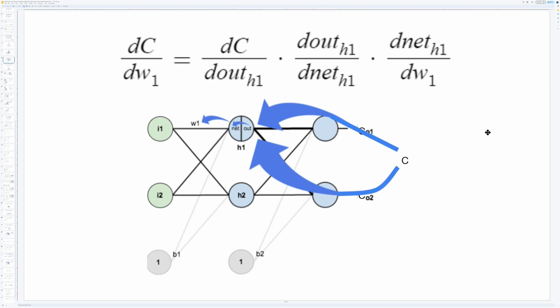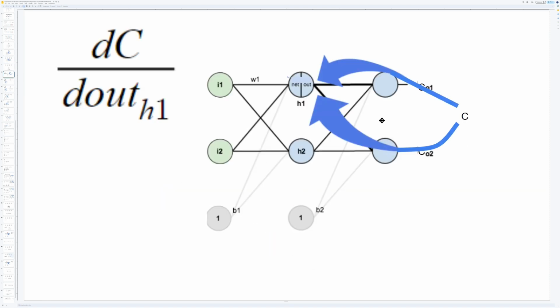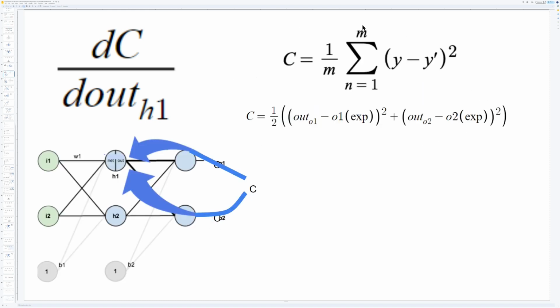Okay, so let's focus in on one of these expressions. For now, we're going to do dcost over d out of H1. As I said before, this expression is calculating how out of the H1 neuron is going to affect our total cost of the entire network. This is our formula for cost. And if we, instead of doing the summation, convert it into algebraic terms, we get this. By the way, O1 exp is a symbol I'm using for y prime, which is essentially our expected output for the function.